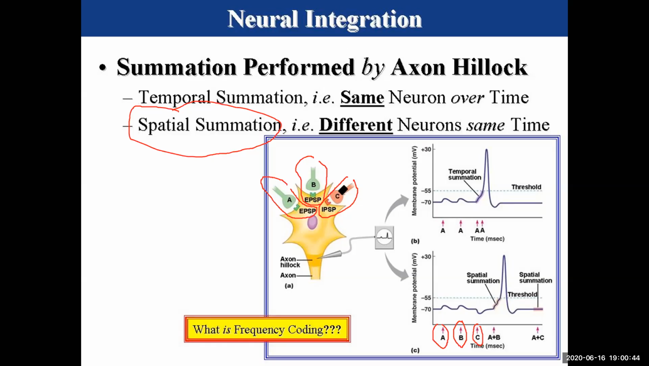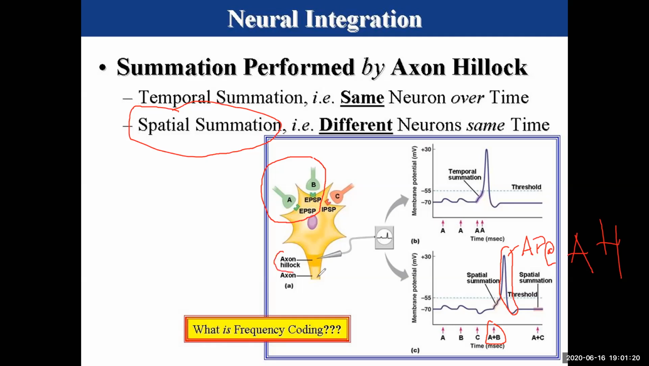Okay, but if B and C fire together, you have it over here. The two add up, you have an action potential here, generated at the axon hillock. This is the axon hillock.